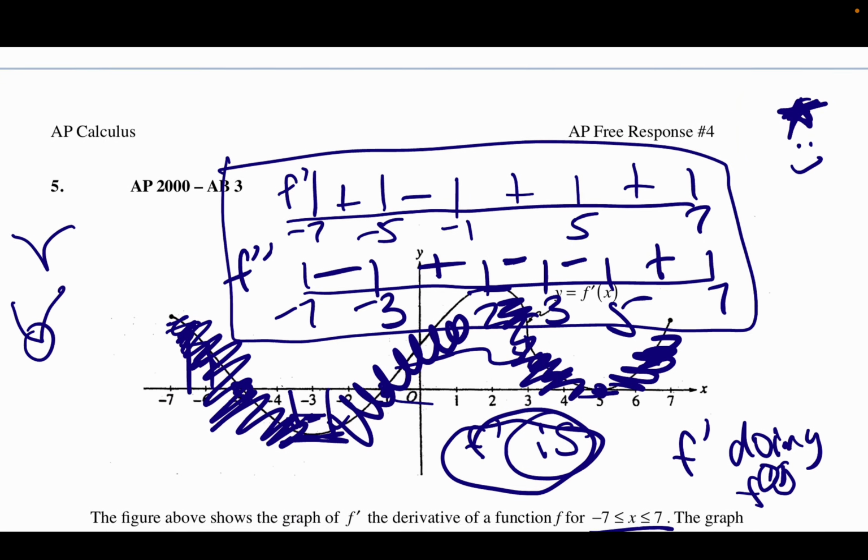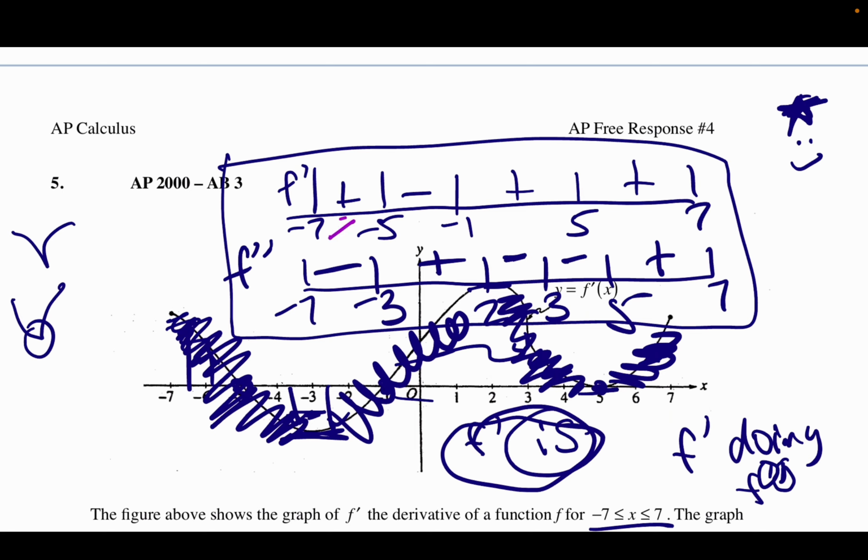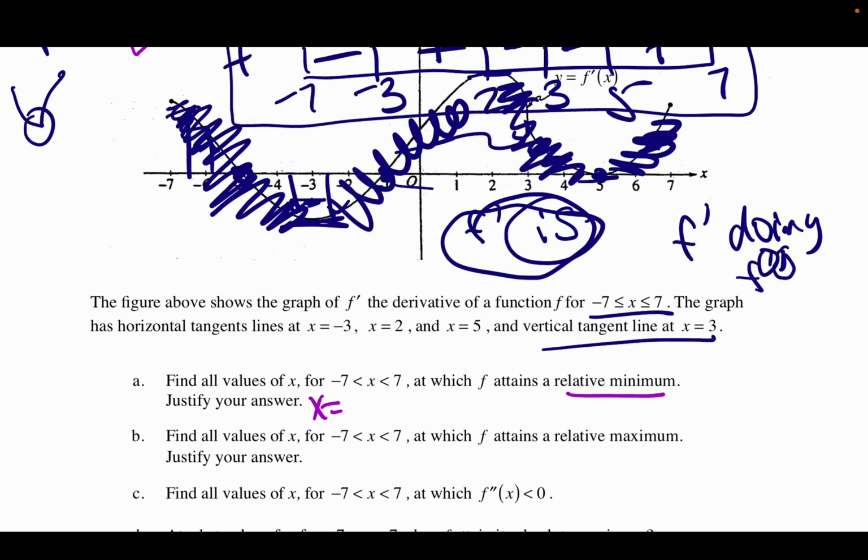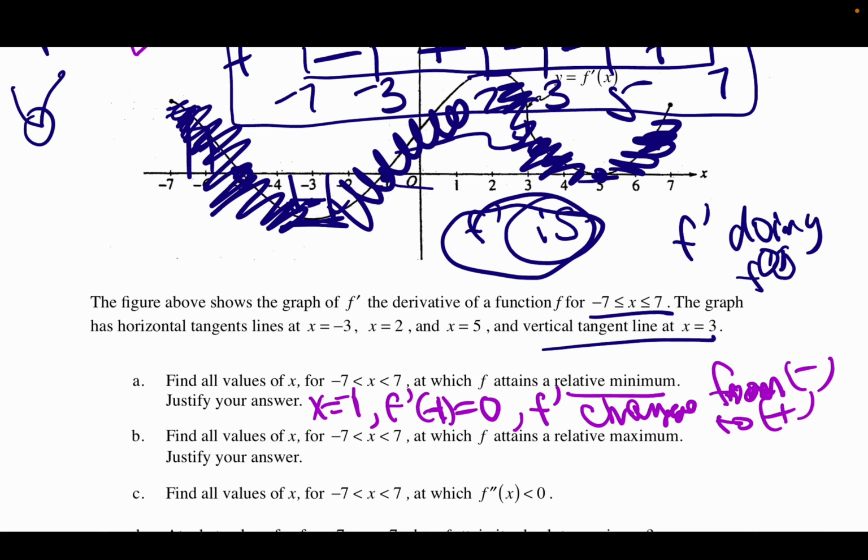All right, so minimum is going to happen when you've gone, here we've gone up, down, up, up. So when you go down and go back up, that could be your relative minimum. We know our graph has gone up, down, up, up. So relative minimum is at x equals negative 1. How do we know that? Negative 1, sorry, make sure you make it negative. I know that f prime of negative 1 was 0. And I know that f prime changed from negative to positive at x equals negative 1.